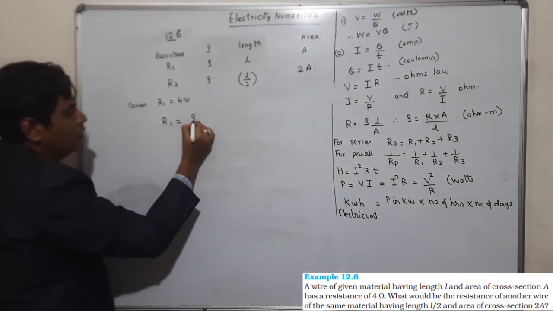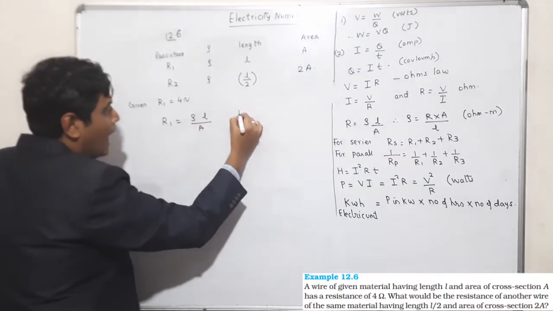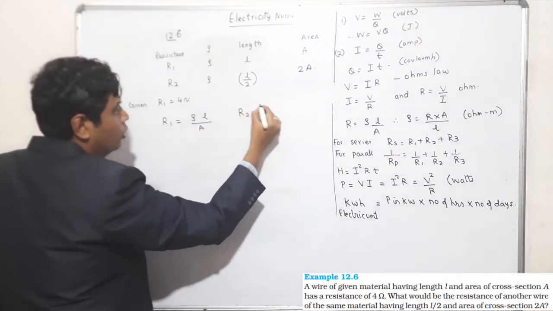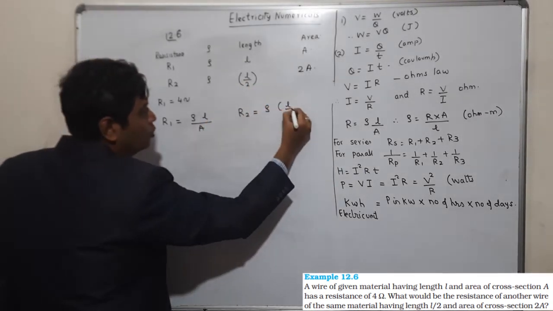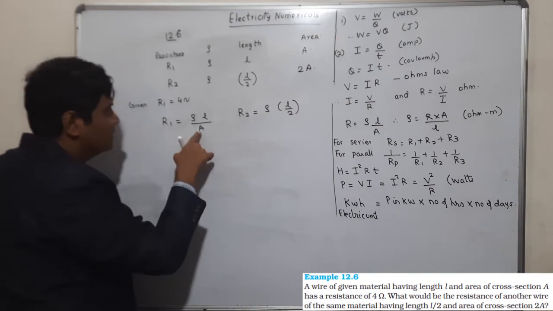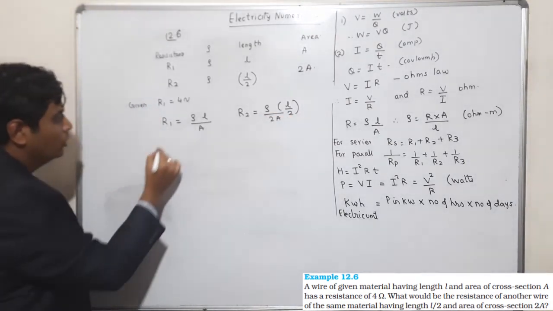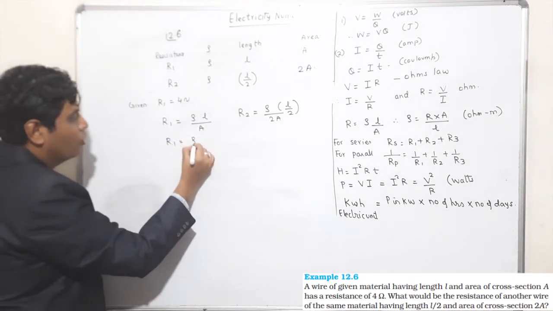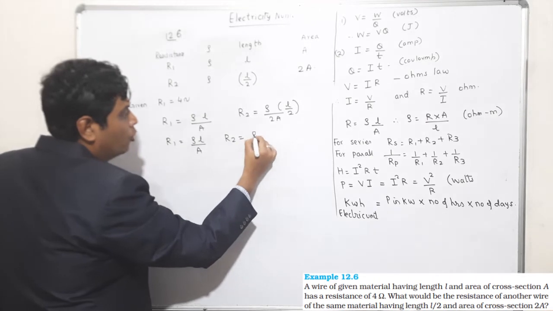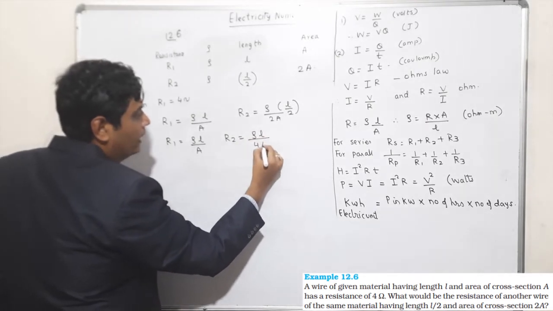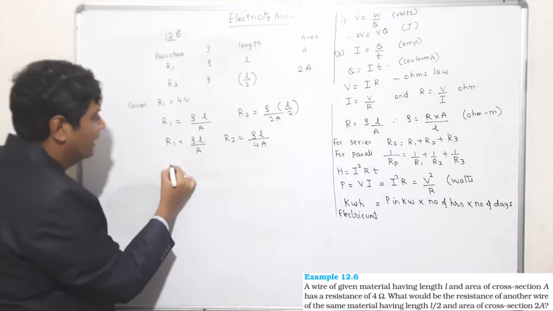What will be my R1? R1 will be rho L upon A. What will be my R2? R2 will have rho, and instead of L, I will have L upon 2, and instead of A, I will have 2A. So R1 is rho L upon A, and R2 is rho into L upon 4A. Understood? Whenever you have a comparison of resistance, you will write this way.